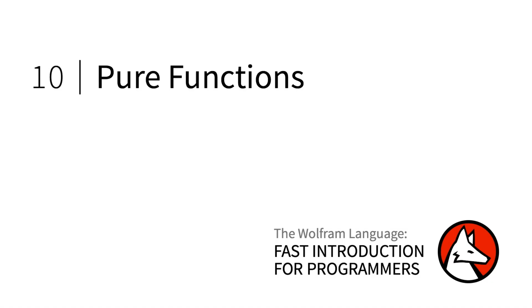Welcome to the Wolfram Language in Section 10 of Fast Introduction for Programmers. This section is about pure functions, sometimes called anonymous functions or lambda expressions. Here's an example of a pure function that adds 1 to its argument.